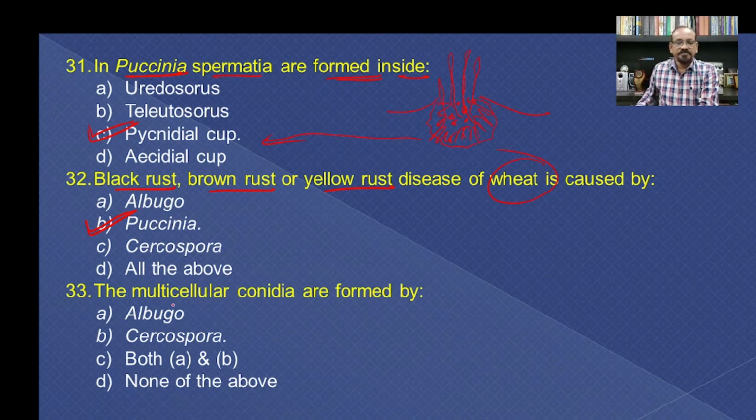The multicellular conidia are formed by which? If you see Albugo, in Albugo there is formation of conidia which are unicellular and spherical in structure, while in Cercospora the conidia are falcate, that is somewhat curved, and multicellular.